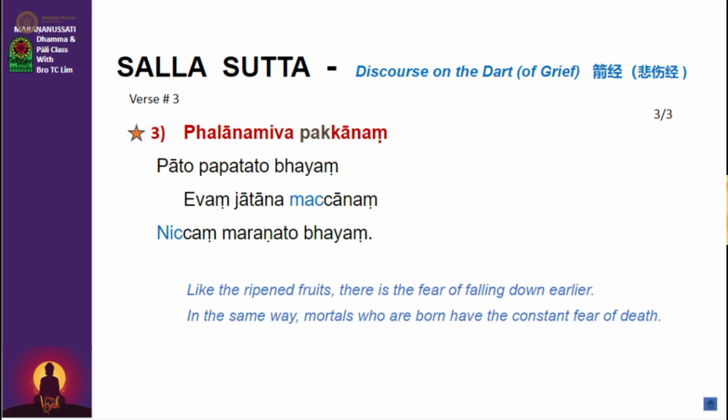Okay, so the whole verse here means: Pananang, iva, pakanang, pato, papatanang, bayang, evang, jatanang, machanang, nichang, maranato, bayang. Like the ripened fruits, there is the fear of falling down earlier. In the same way, mortals or human beings like us who are born have the constant fear of death. That's verse 3.